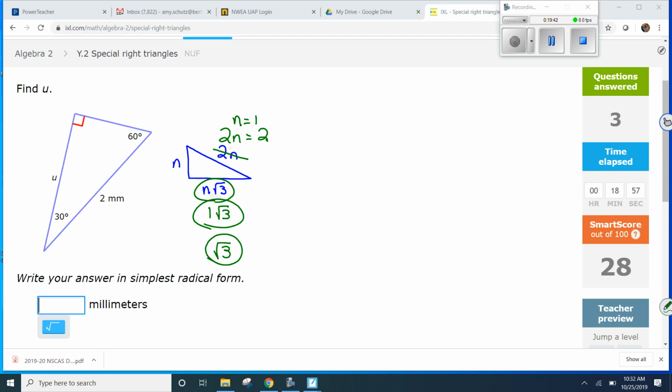Now, if you wanted to do it with the hand trick, you either pick 30 or 60 degrees.